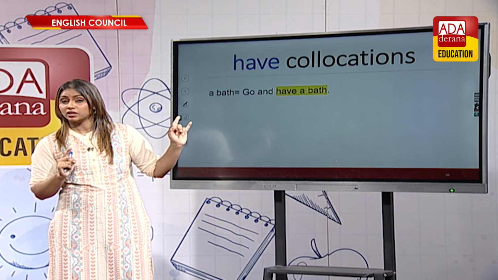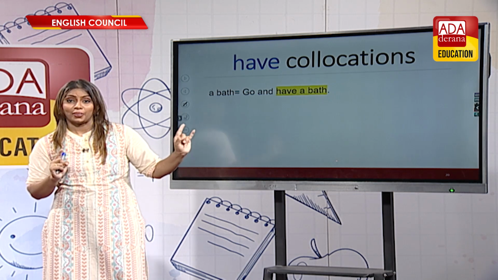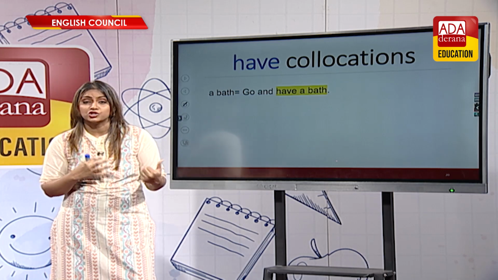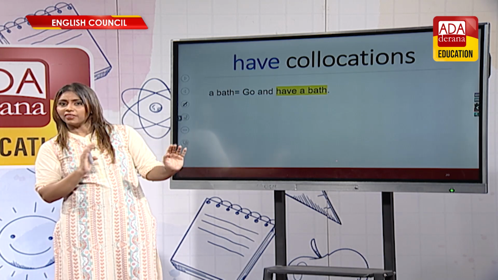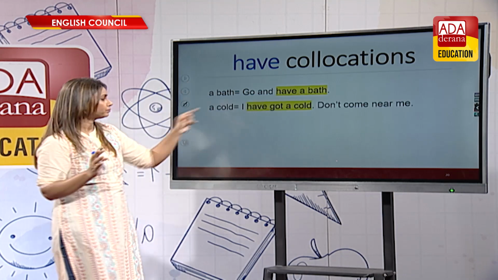Can you remember I was talking about the two words, bathe and bath? This is bath. Have a bath. Bath is a noun. It's a verb noun collocation. Have a bath. I had a bath. Never "bathe" here.